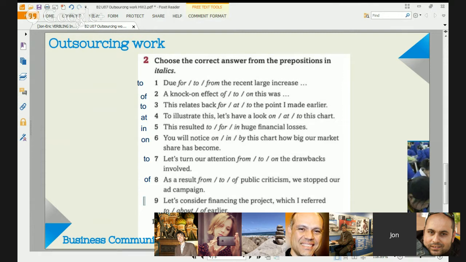Okay, and we're back to Yuki for 9. "Number 9, let's consider financing the project, which I referred to earlier." Referred to, right? Yes. Good. And Daniel, last one. "To conclude, I'd like to leave you with some food for thought." The last word is thought. Food for thought is an expression.